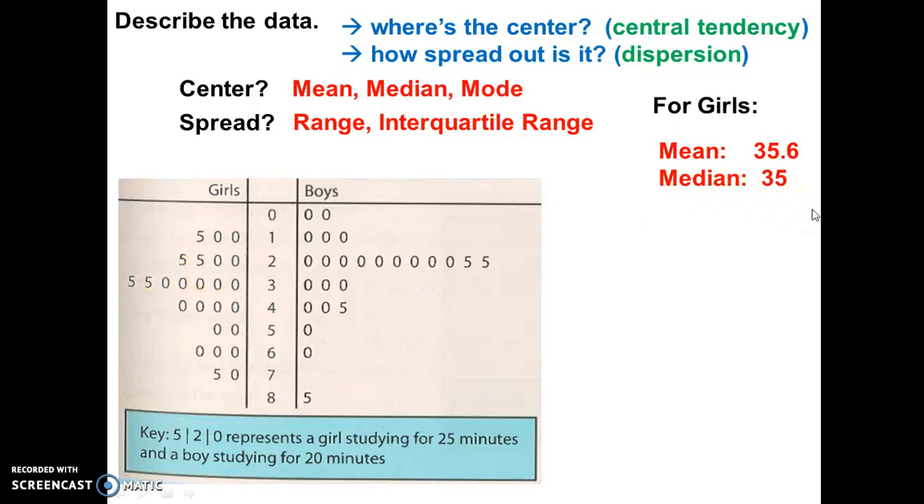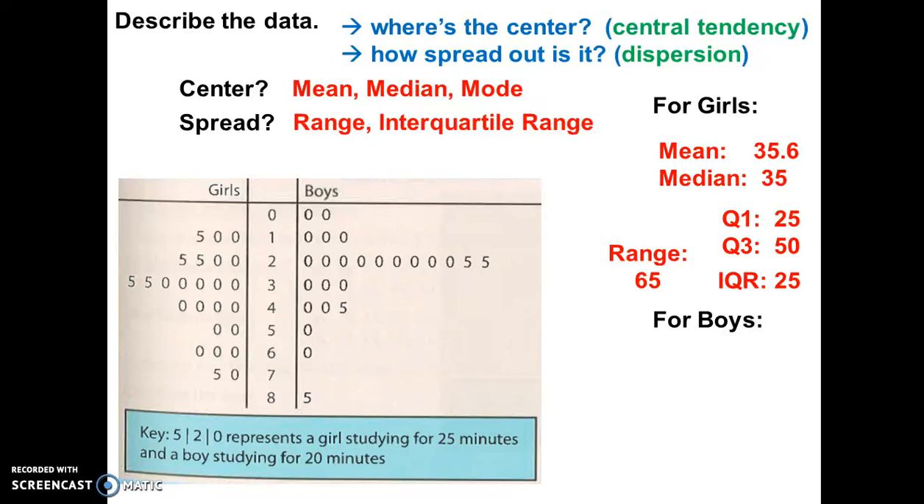Then I want you to find the IQR, the interquartile range for the girls. So the difference between Q3 and Q1. First, I'll begin just by noting the range. 10 is the lowest study time for a girl, and 75 is the highest. So the range is 65. And the IQR, Q1 is 25, Q3 is 50. Hopefully you could find those. And then that tells us our IQR is 25.